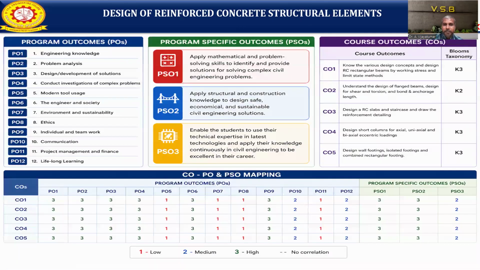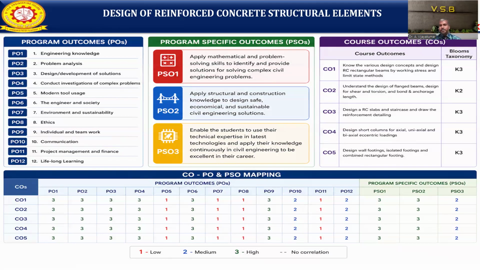So thank you. Now let us see overall what the course outcomes are for each and every module. Module one course outcome: know the various design concepts and design the RC rectangular beams by the working stress and limit state methods. CO2: understand the design of flanged beams and design for shear, torsion, bond, and anchorage length.